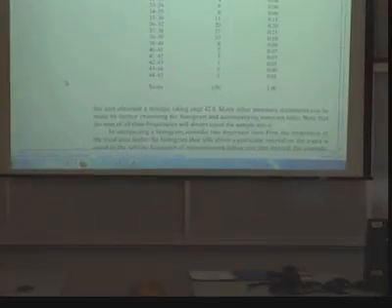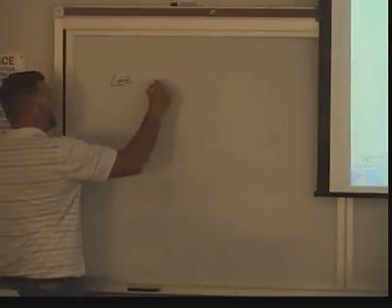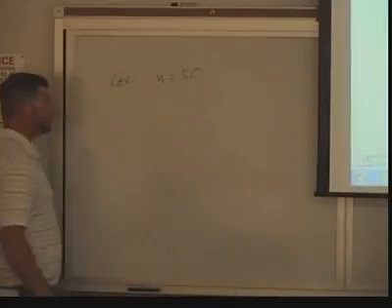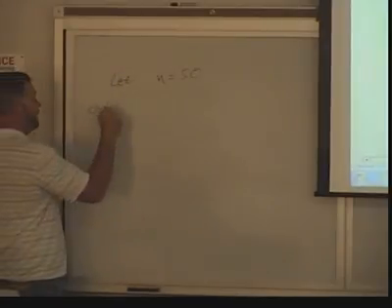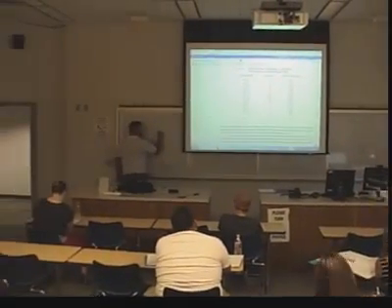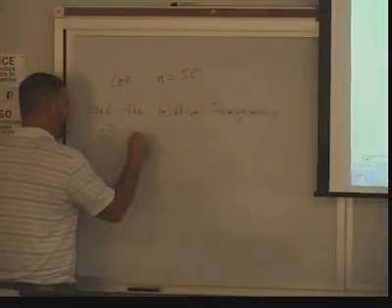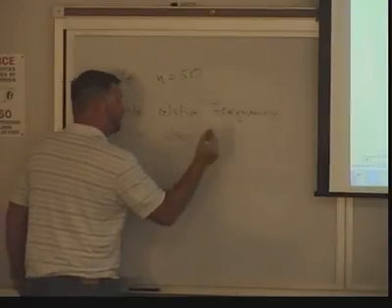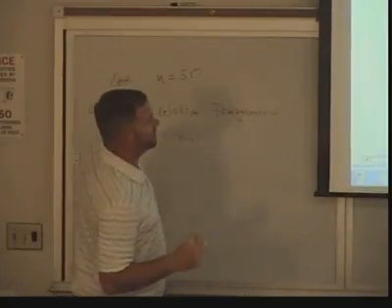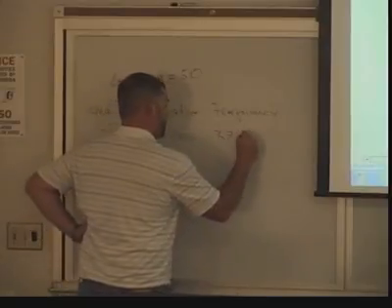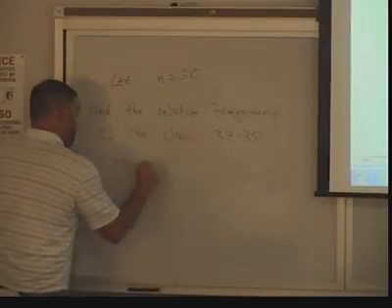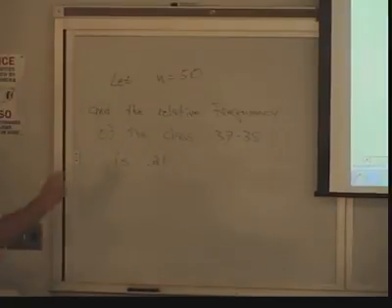Something you can think about with that is to convert, say, 0.21 to a percentage. So let's let n equal 50 and the relative frequency of the class, say 37 to 38, is 0.21. Okay?